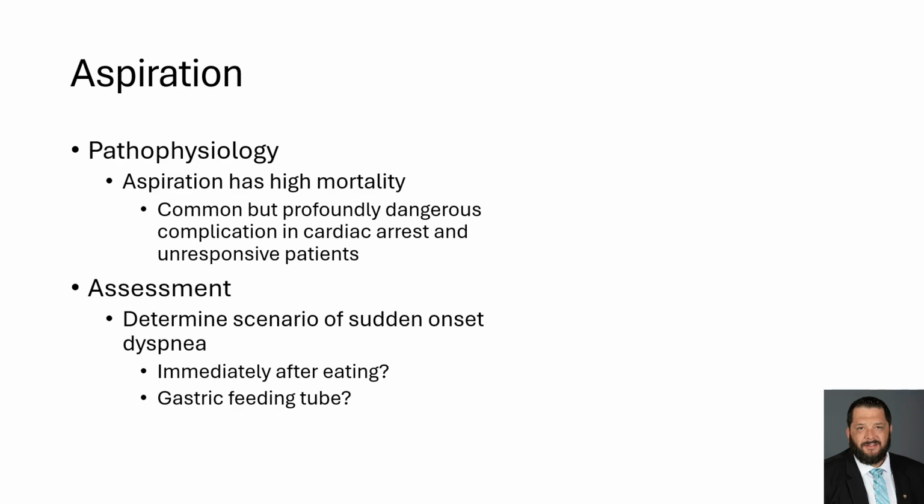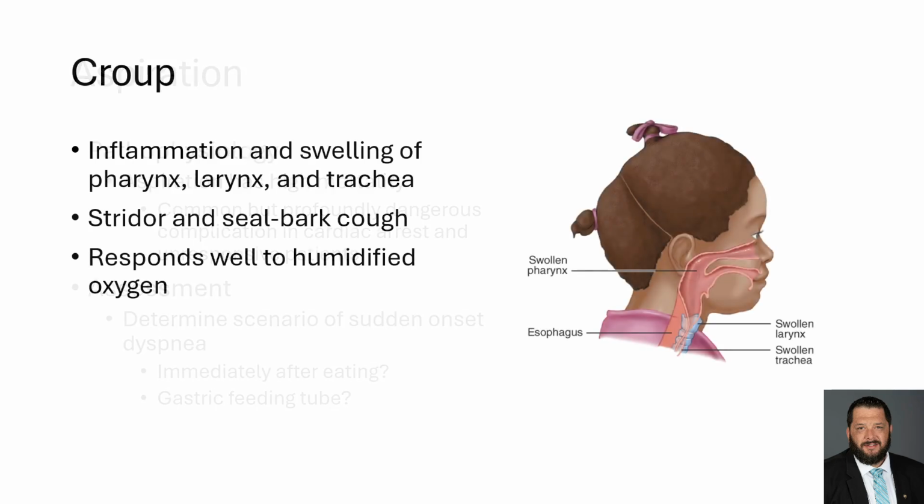Another disease of the upper airway that we look at is aspiration. Aspiration has a high mortality rate, not just in the sense that it's acute and needs management promptly if occurring in the pre-hospital setting or encountered by the EMS professional, but the aspiration of foreign materials can later lead to subsequent infections like pneumonia, which carry a relatively high mortality rate for hospitalized patients. Make sure that we assess to determine any scenarios of sudden onset dyspnea or shortness of breath, specifically after or immediately after eating, or if the patient has a gastric feeding tube, materials can also be aspirated and cause additional problems there.